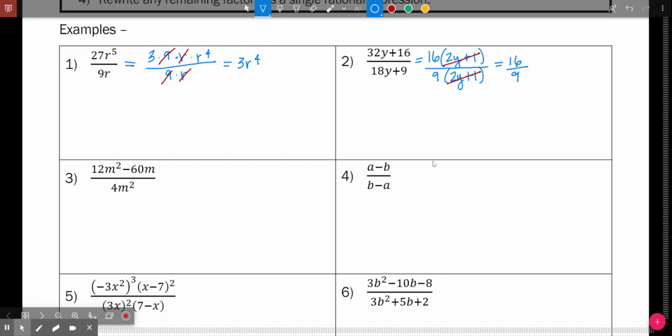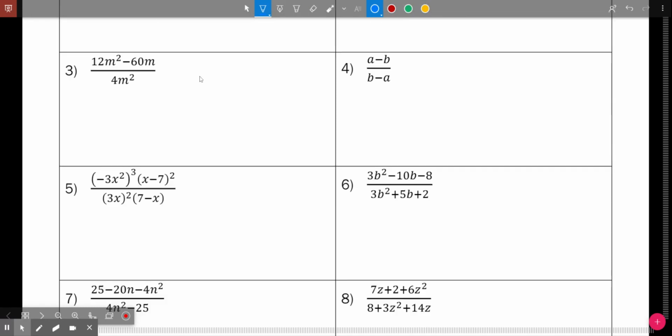as a single expression. In number 3, we factor the numerator and the denominator, so I have a 12m in common, and that leaves me with m minus 5. On the bottom, we have 4m times m. So the 12 over 4 reduces to 3, and one of the m's will cancel. And I'm left with 3 times m minus 5 over m.